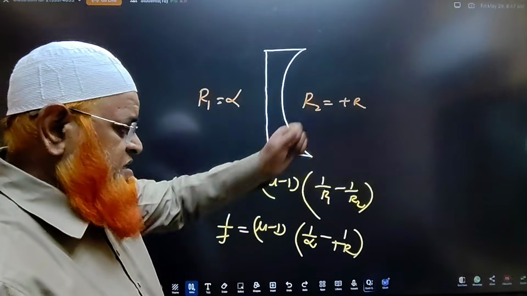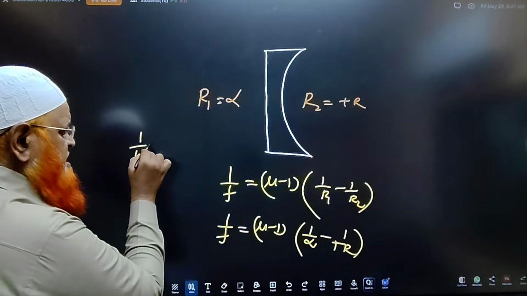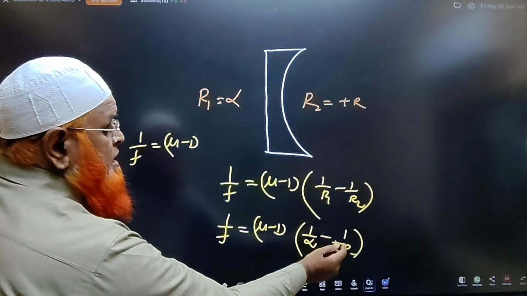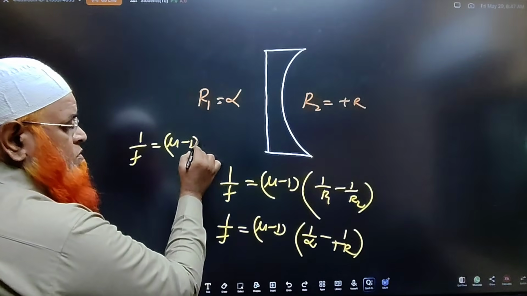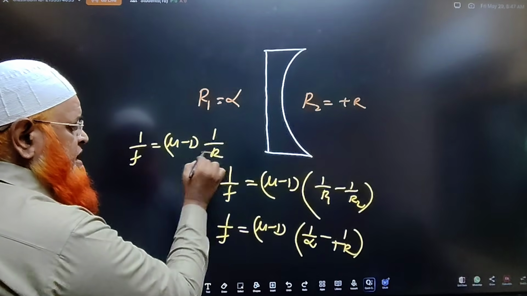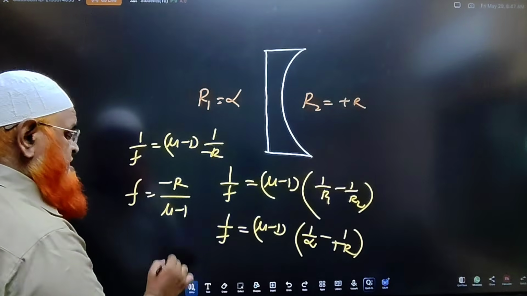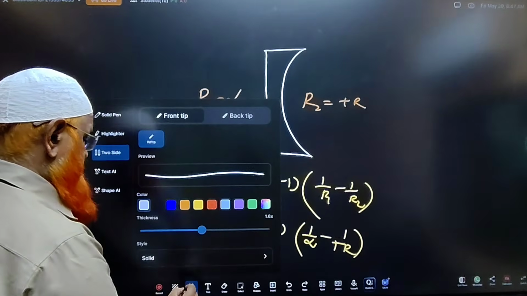Sorry, plus R. So this is plus R. So 1 by f is equal to mu minus 1 times (1/infinity minus 1/R). The first term is 0, and this is minus, so what are you getting now? Minus 1 by R. Therefore the focal length is nothing but minus R by mu minus 1. Is it understood now? Okay.